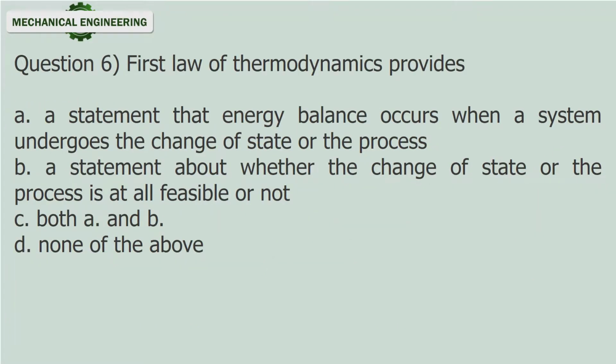Question 6. First law of thermodynamics provides A. A statement that energy balance occurs when a system undergoes the change of state or the process. B. A statement about whether the change of state or the process is at all feasible or not. C. Both A and B. D. None of the above.